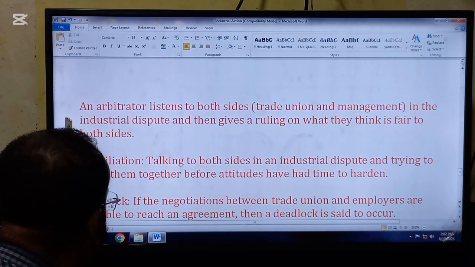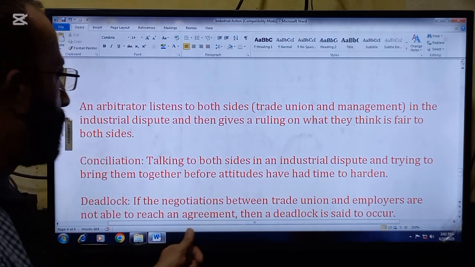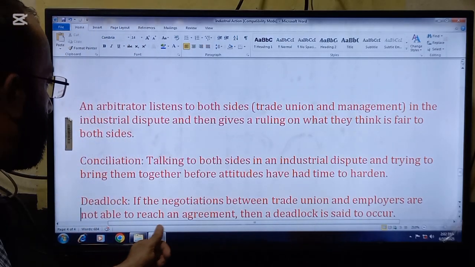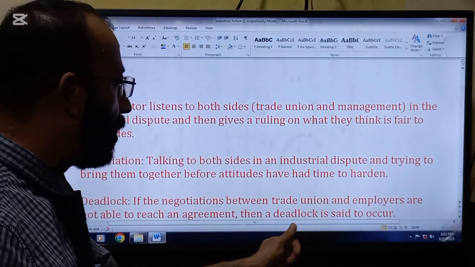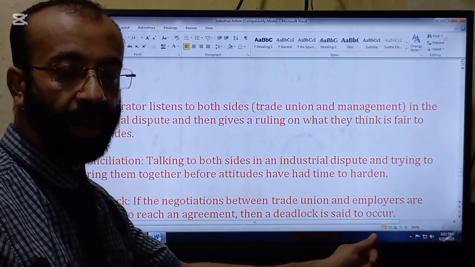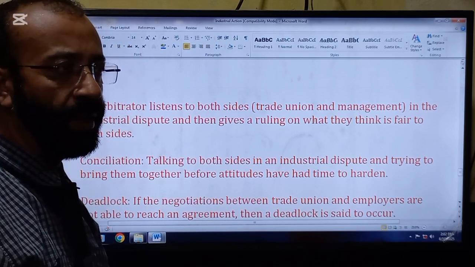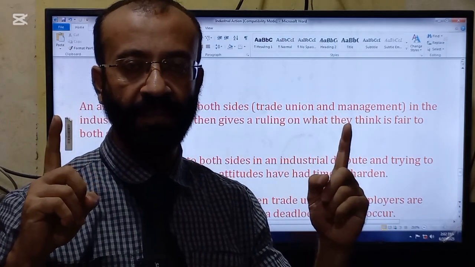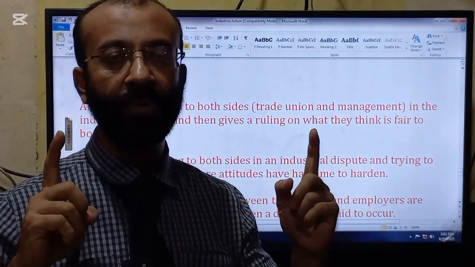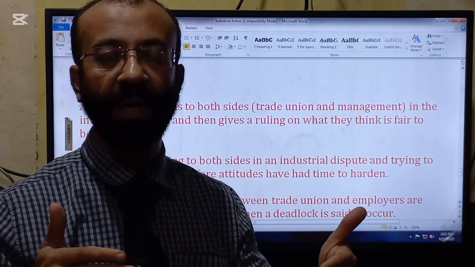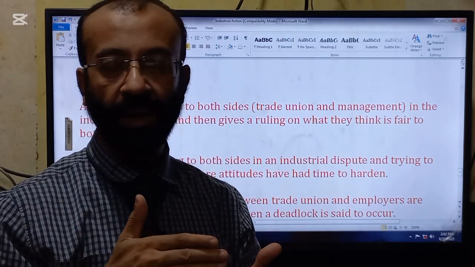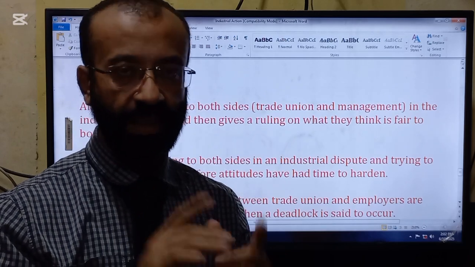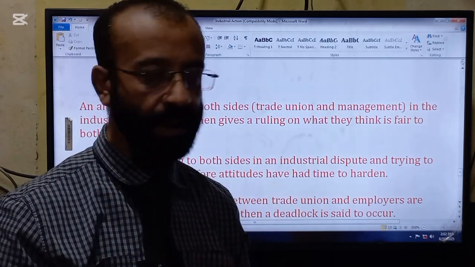Next is deadlock. If the negotiations between the trade union and the employers are not able to reach an agreement, then a deadlock is said to occur. Deadlock is a situation in which both parties stand firm on their claims and do not listen to each other, or listen to each other but are not in a position to accept the other's claim. This kind of situation is called deadlock.